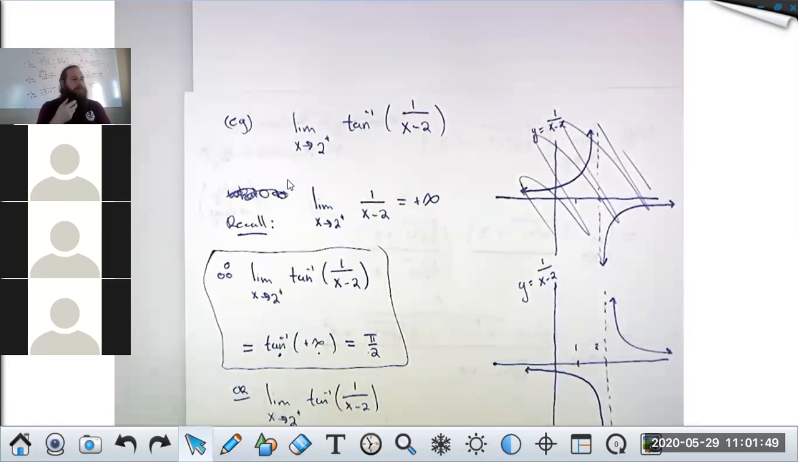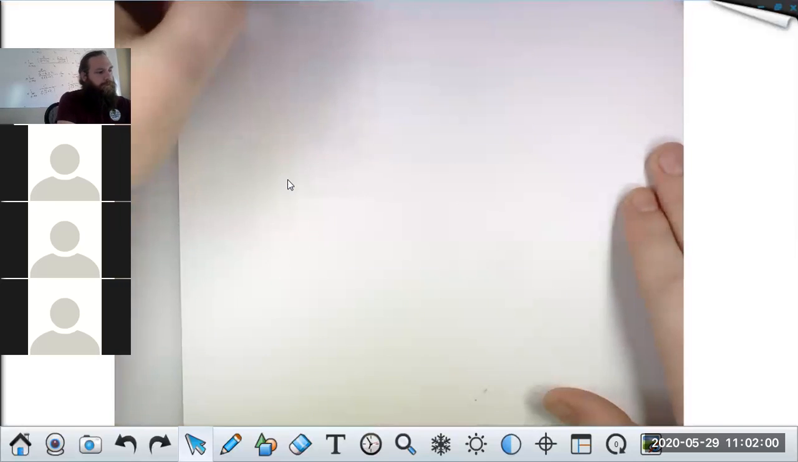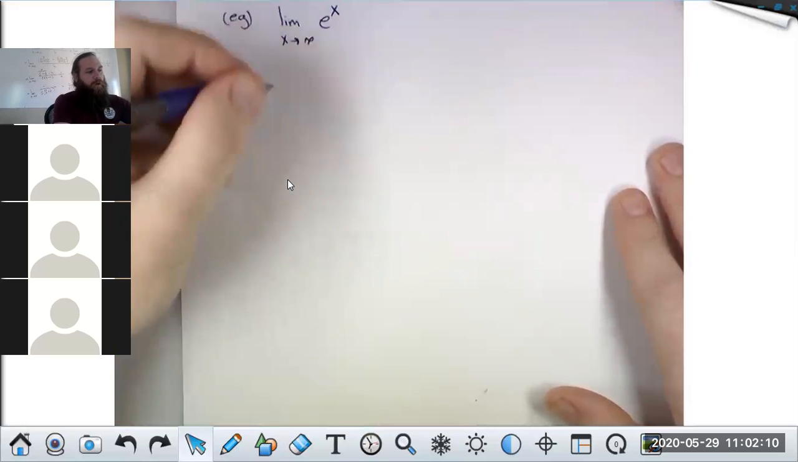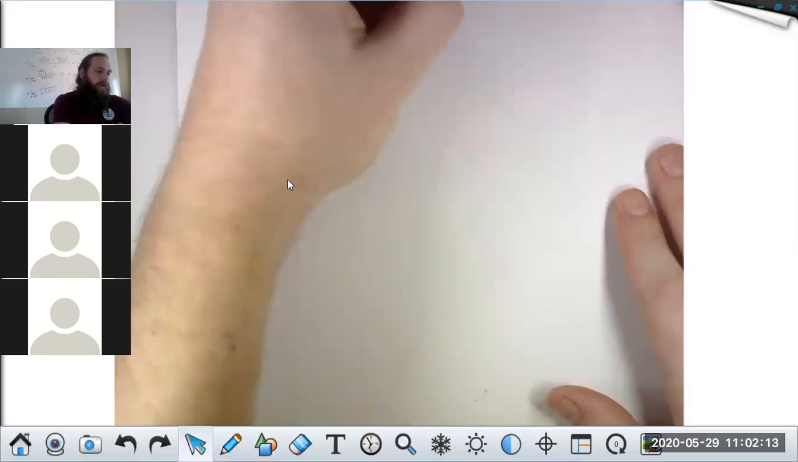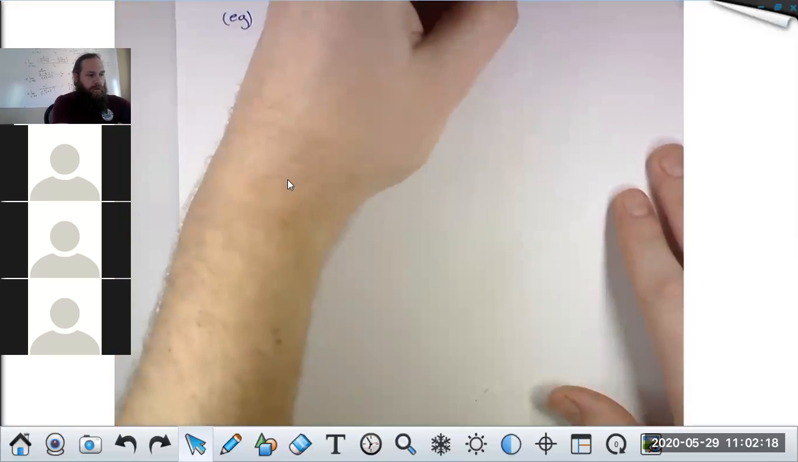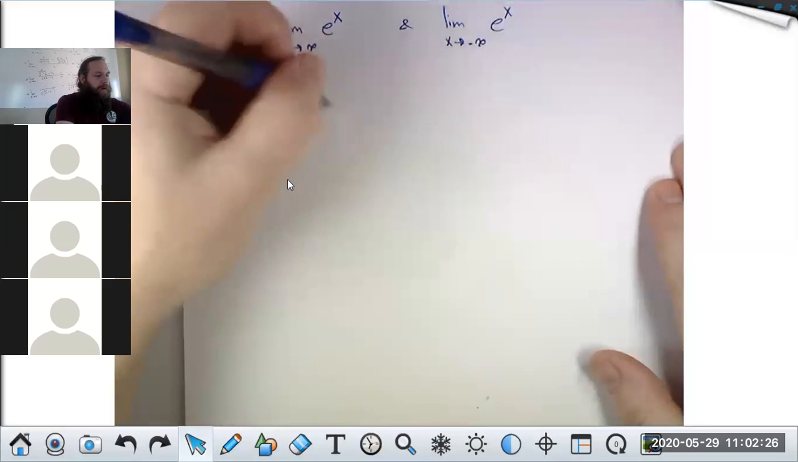I do have another limit that I want you to know in the same sort of way. And this is something that you've really known since college algebra. It has to do with exponential functions. I want to look at this and this. Both of these, just like the arctan limit, are going to come from the graph.